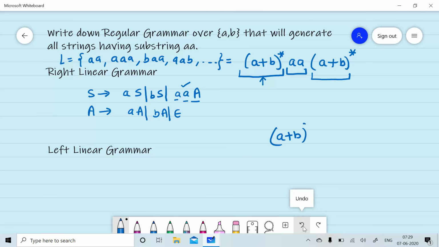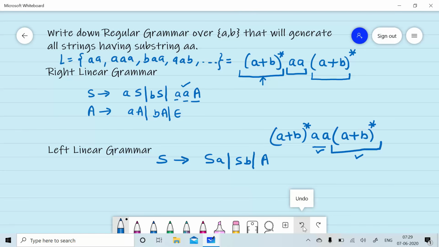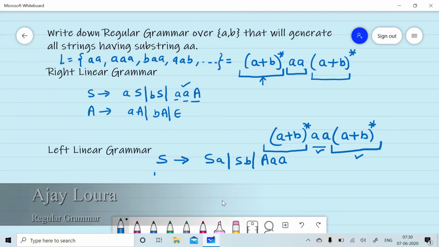Now we will try to generate the left linear grammar for the same problem. So our regular expression will look like this one. In left linear, we will try to generate the rightmost symbols first. So it is any combination of a and b, and that can be generated by using S gives Sa or Sb. Then we want to put two a's, so that can be generated by using S gives Aaa. Then we want to generate any combination of a and b, and that can be generated using this grammar rule.